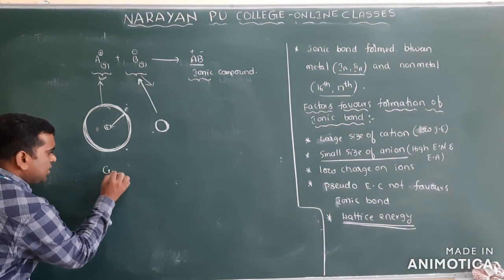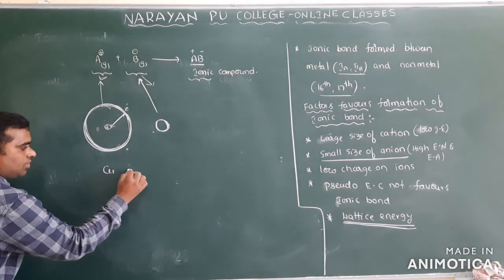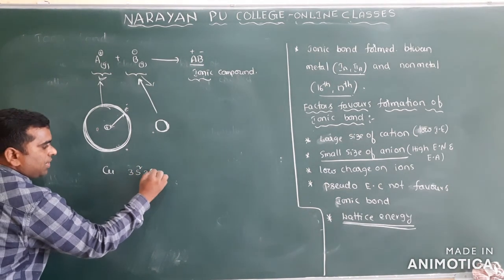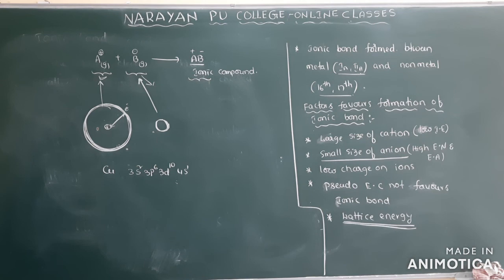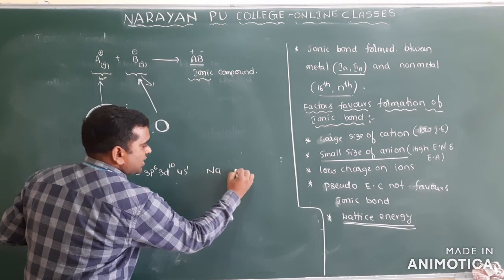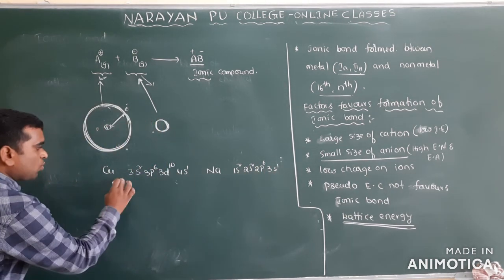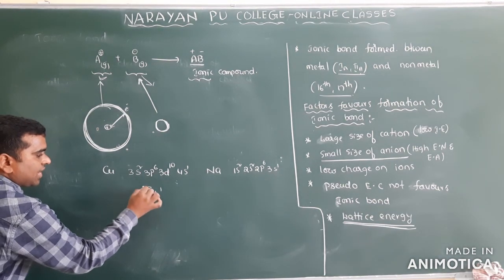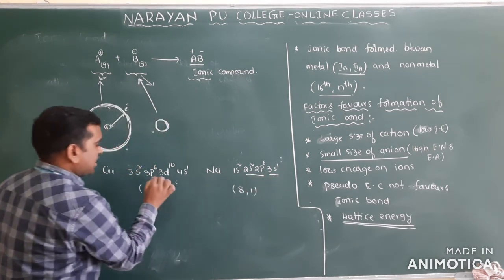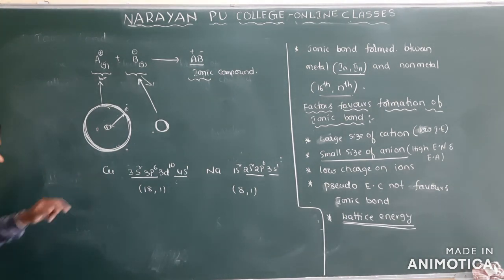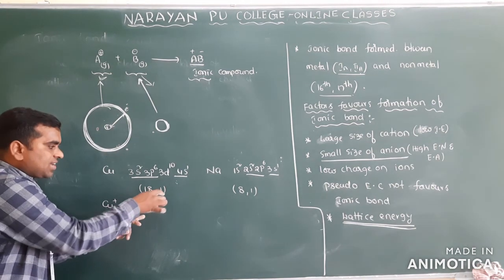Previously I mentioned Cu. What is the electronic configuration of Cu? I mentioned at last 3s2, 3p6, and 3d10, 4s1. This is the electronic configuration. Clear? If I take sodium, what is it? 1s2, 2s2, 2p6, 3s1. Clear? That means 18 electrons and 1 here, and for sodium 8 electrons and 1. These are the last 2 shells I am writing. If copper loses 1 electron, then it leads to the pseudo-noble gas electronic configuration, with 18 electrons in its valence shell.